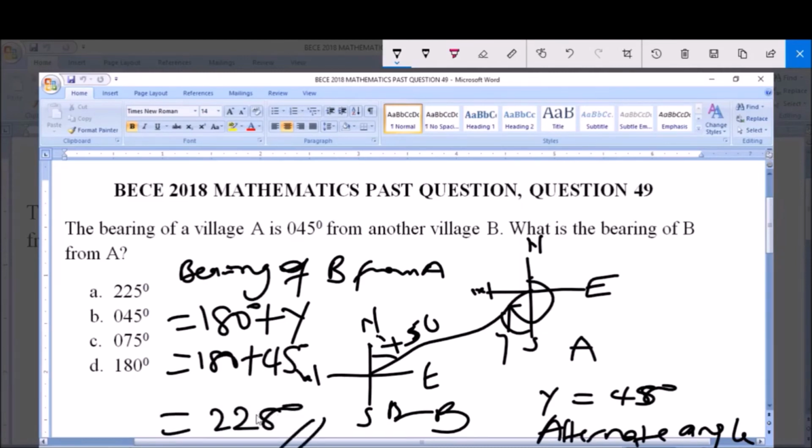Therefore the bearing of B from A is 225. And option A corresponds to our answer, 225. So A is the correct answer.